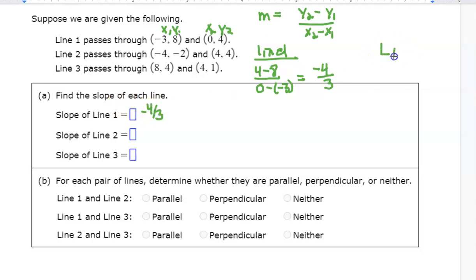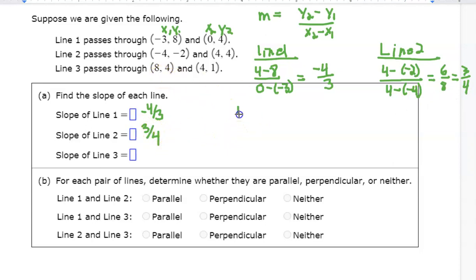Okay, for line 2, I have 4 minus -2 over 4 minus -4. Okay, so that gives us 6 over 8, and that simplifies down to 3 over 4. Great. I'm already liking some of these relationships here.